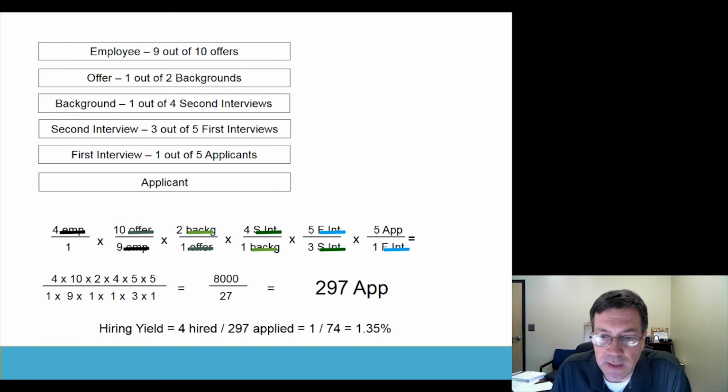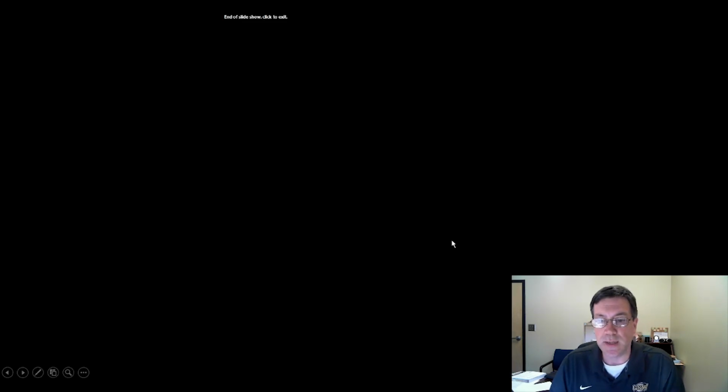You can calculate both the number of applicants needed and the hiring yield by looking at the ending figure, comparing it to the starting figure. So 4 hired out of 297 who applied is a 1.35%. It's a 1 to 74 ratio, and it's 1.35%. Keep clicking on the wrong slide here.